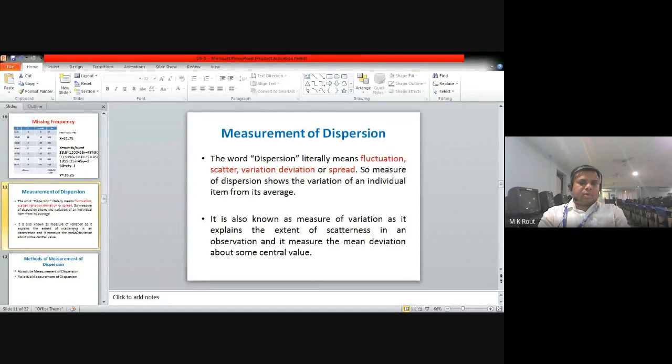But if you go to the definition of measurement of dispersion, it is also known as measure of variation, as it explains the extent of scatterness.